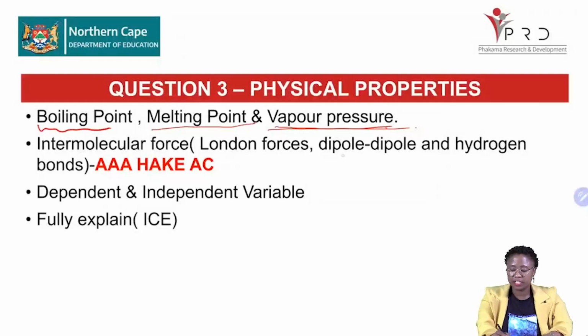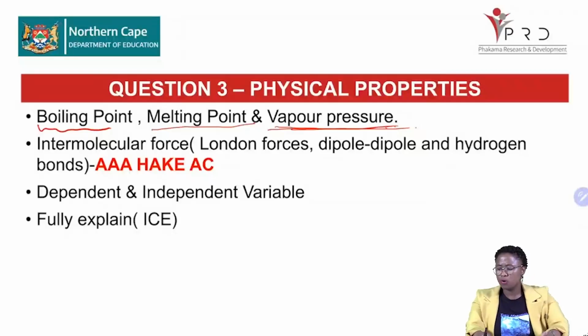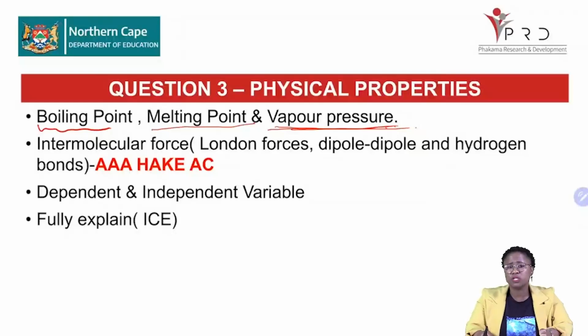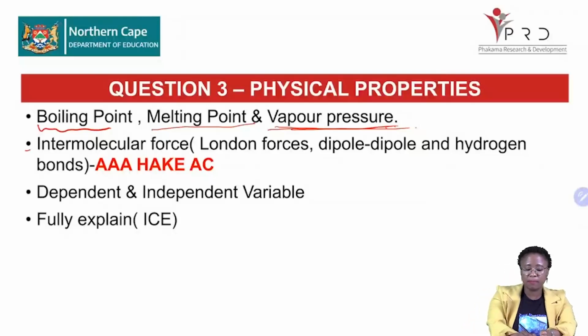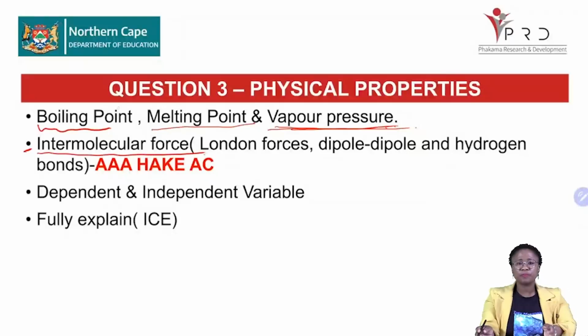And vapor pressure is the pressure exerted by a vapor at equilibrium with a liquid in a closed system. So it is very important to know these definitions, because the examiner can ask you to define any of them. They can also ask you to define hydrocarbon. They can also want you to define saturated compounds or unsaturated compounds in this particular question. So they are not limited to only boiling point, melting point, or vapor pressure, because it is still under organic molecules.